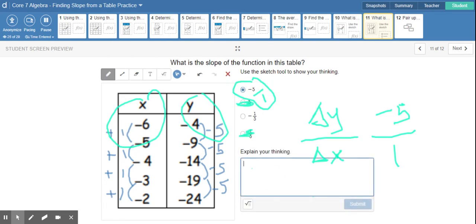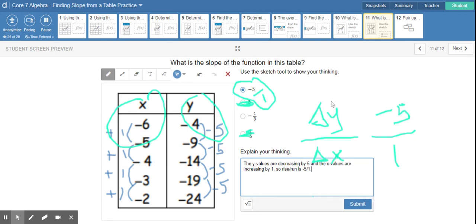Right? So if we need to explain our thinking here, we can say the y values are decreasing by 5 and the x values are increasing by 1. So rise over run is -5 over 1. And we can remind ourselves that the y's go on top because that's the rise.